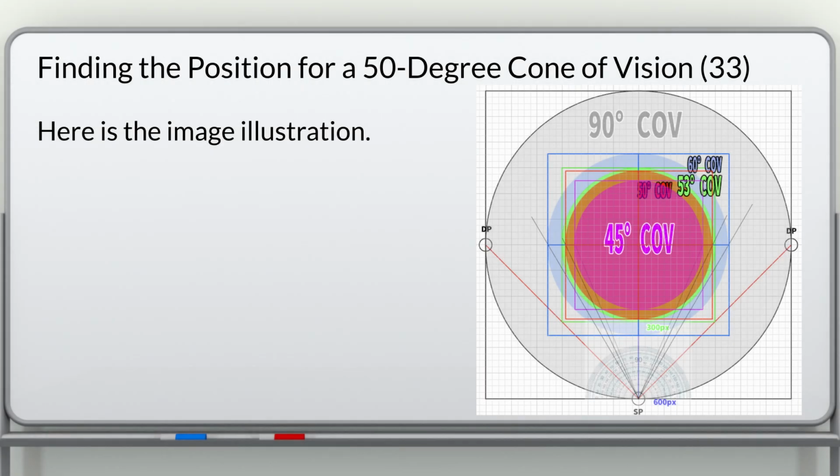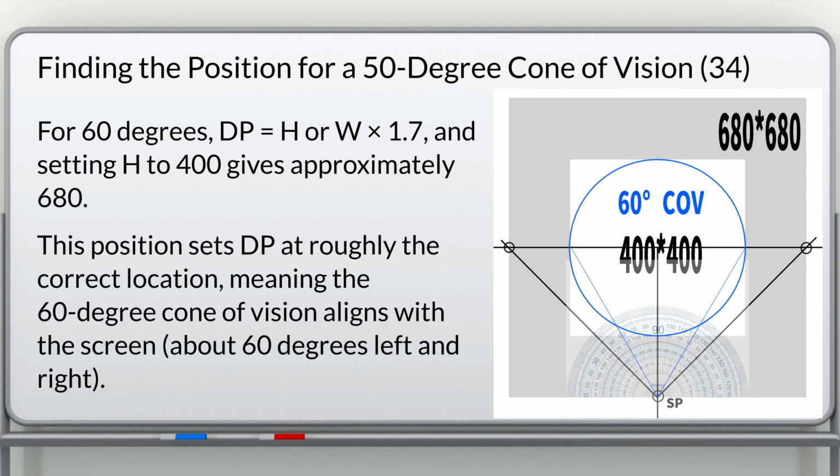Here is the image illustration. For 60 degrees, dp equals h or w times 1.7, and setting h to 400 gives approximately 680. This position sets dp at roughly the correct location, meaning the 60-degree cone of vision aligns with the screen.